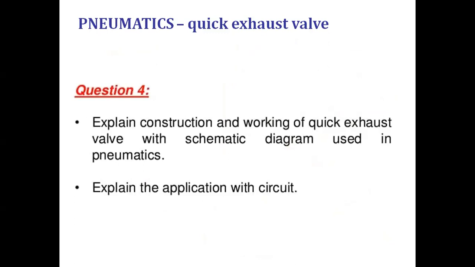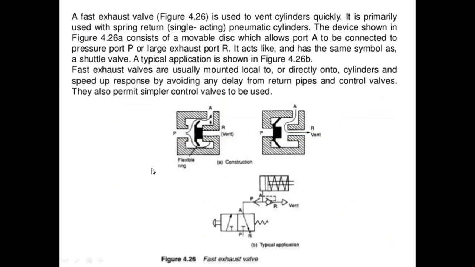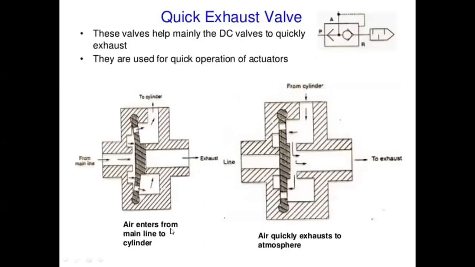Schematic diagram used in pneumatics. Explain the application with circuit. Quick exhaust valve. This valve helps mainly the DC valve to quickly exhaust. They are used for quick operation of actuators. Air enters from main line to cylinder. Air quickly exhausts to atmosphere.